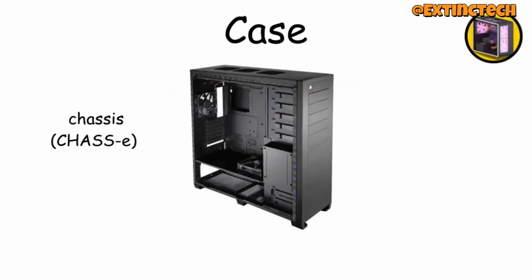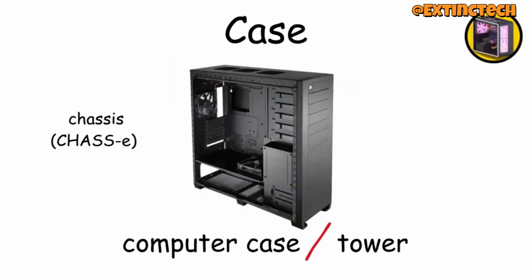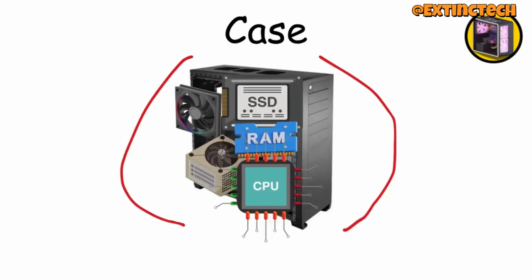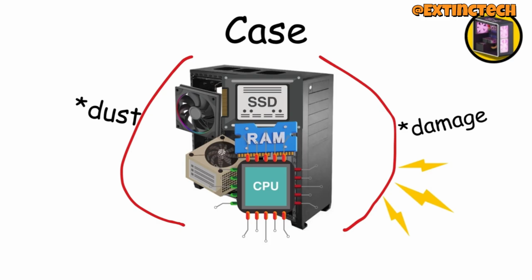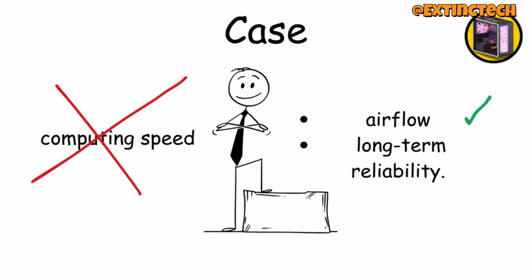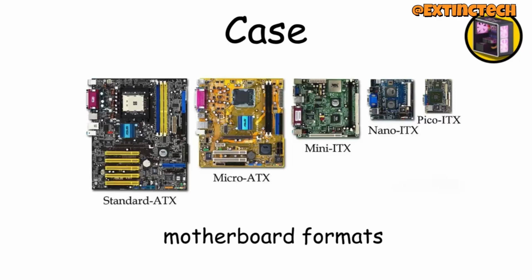Case. The chassis, commonly called the computer case or tower, holds and protects every internal component. It shields them from dust and damage, as well as electrical interference. While it doesn't contribute to computing speed, it plays an important role in airflow and long-term reliability. Cases come in various sizes, each designed to fit specific motherboard formats.